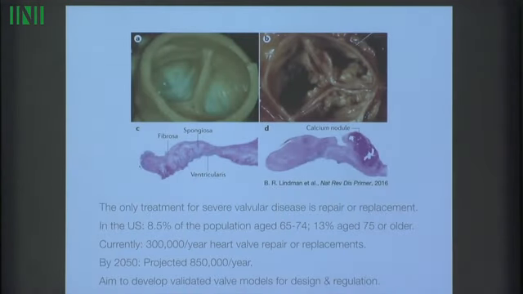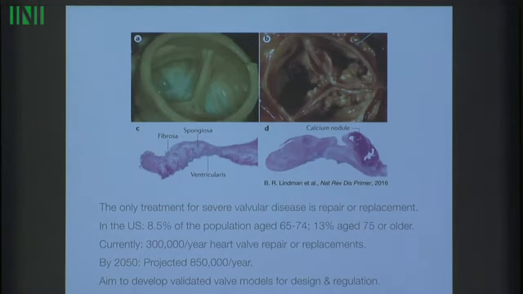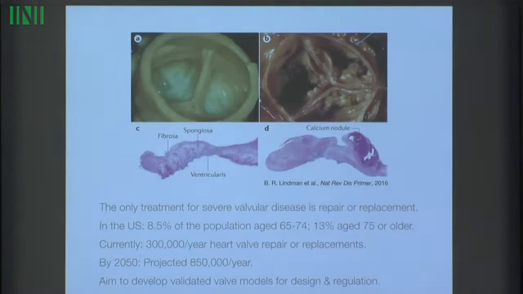So, valves. These are images of a healthy aortic valve and an aortic valve that has substantial calcific lesions. The lesions on this valve prevent the valve leaflets from opening fully when the heart contracts. As a result, the valve presents very substantial resistance to forward flow. Currently, there's no medical treatment for calcific valve disease, or really for any of the major valve diseases.